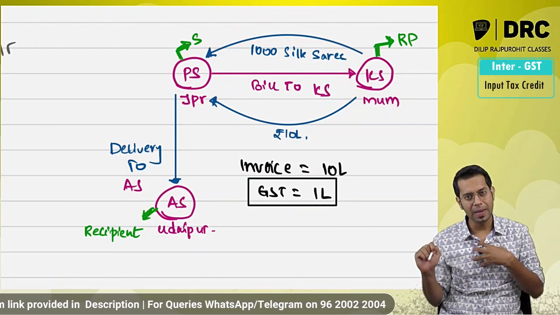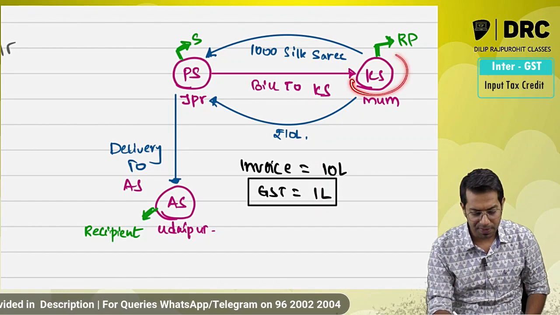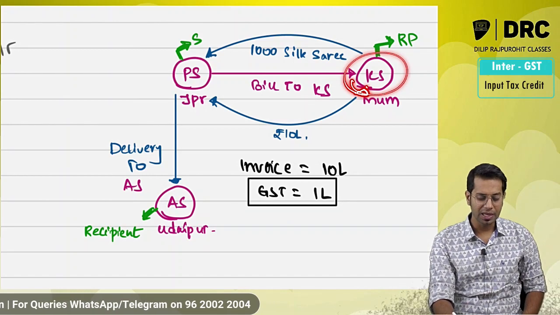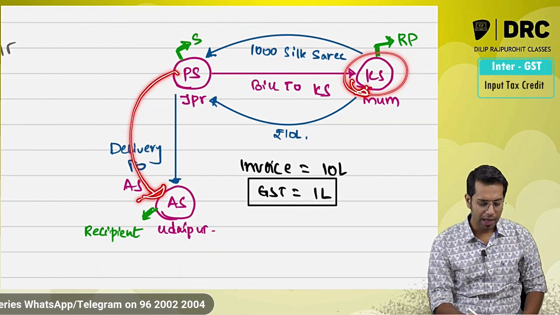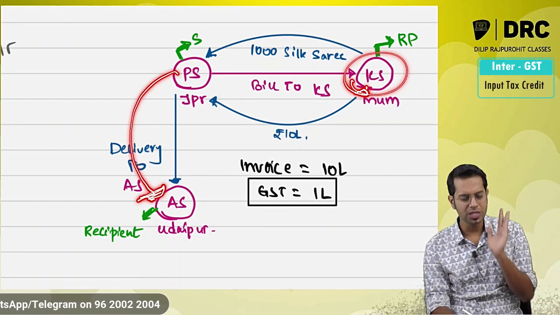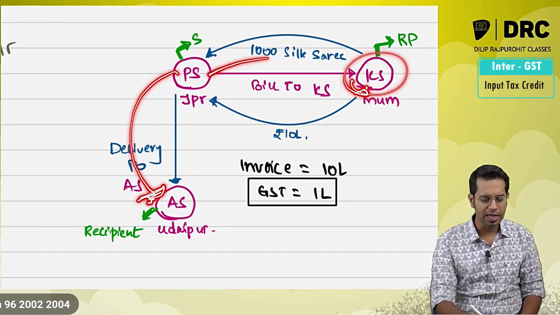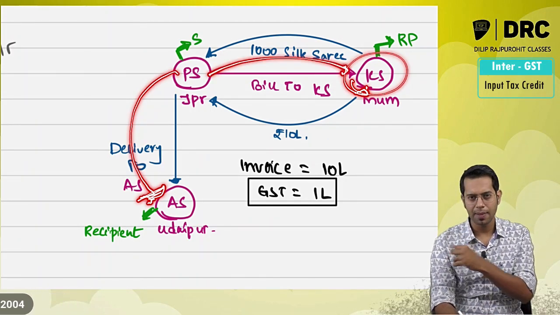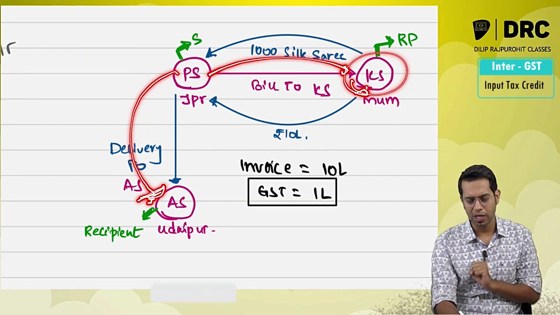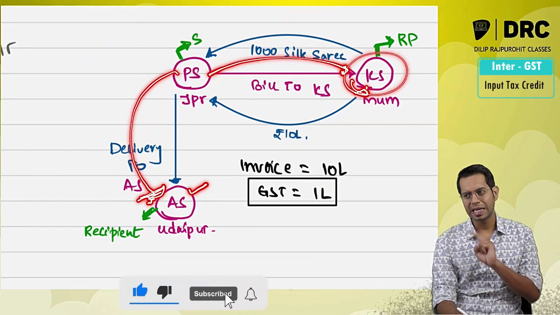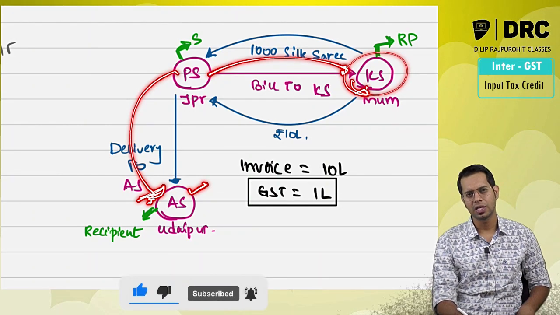Anushka. So for me, who is my customer? My customer is Karina, correct? My customer has told me to deliver 1000 sarees to Anushka. So sir, in this case, I am going to give an invoice to Karina. Priya Sarees is going to give an invoice to Karina Sarees. However, the goods are delivered to Anushka Sarees. So sir, the second condition will not be satisfied over here.